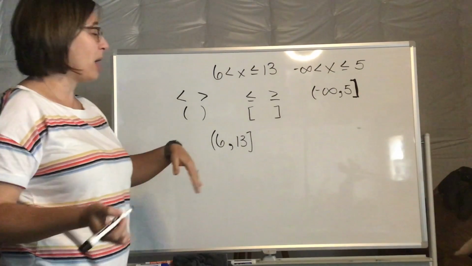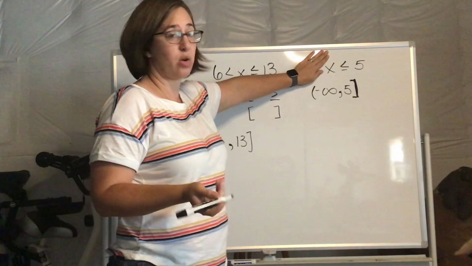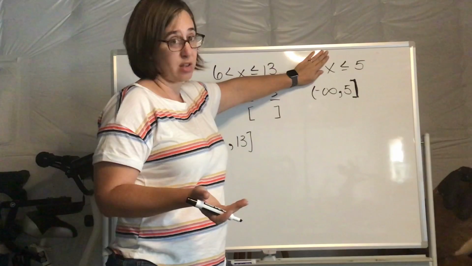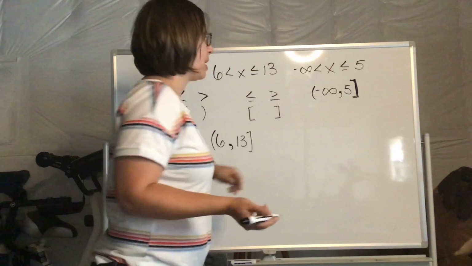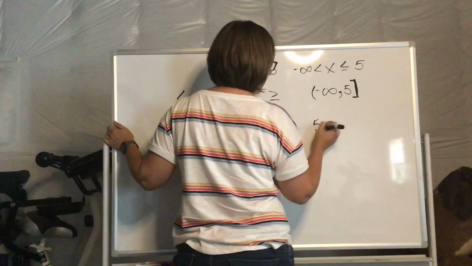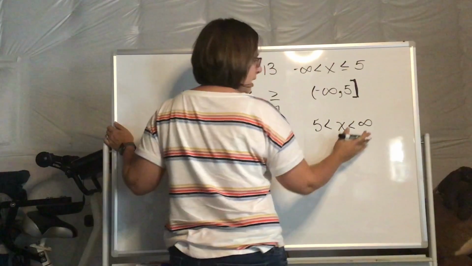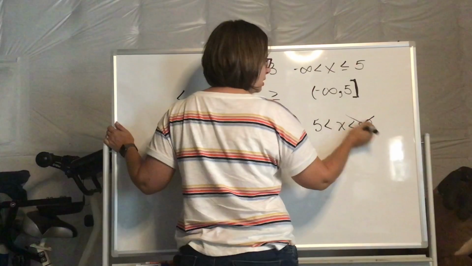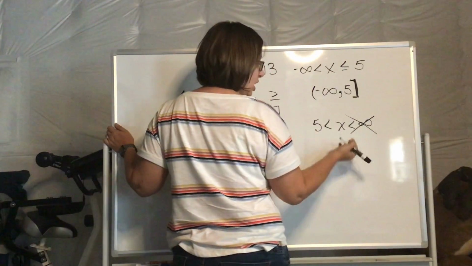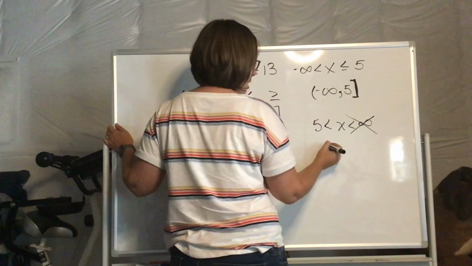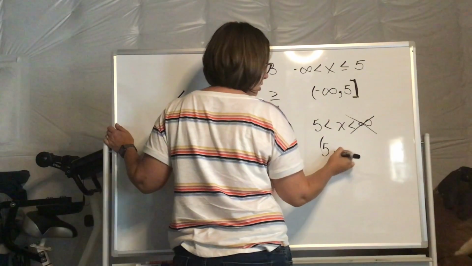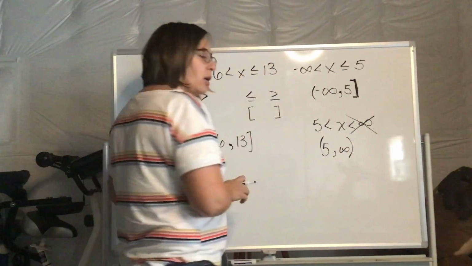When you're writing your inequality though, you don't have to show that X is greater than negative infinity. Likewise, if I gave you something like this, 5 is less than X, you would not have to write this piece. That piece we usually don't write. We would just have to remember that for our interval notation on an inequality like that.